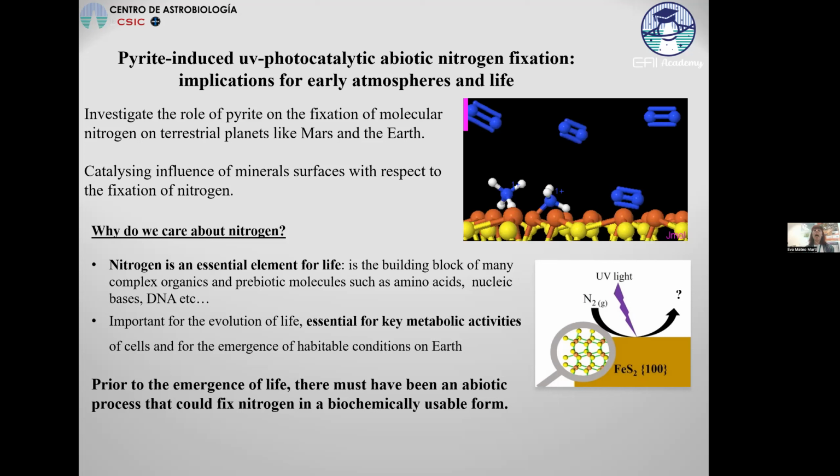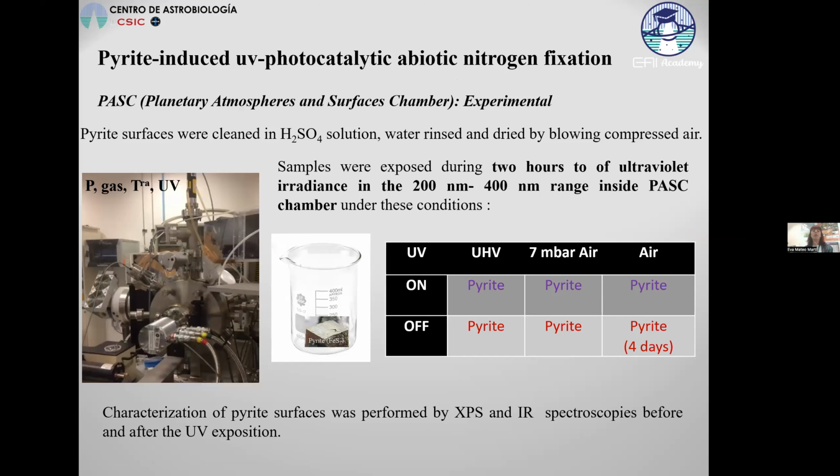Before nitrogen is in a biochemically usable form, it must go through an abiotic process to fix the nitrogen. So we were testing several minerals and sulfides, but I'm going to focus on pyrite, the iron sulfide mineral, which was the most interesting experiment that we did. The pyrite surface, we clean it with an acid solution, sulfuric acid solution, and then we rinse and dry the sample.